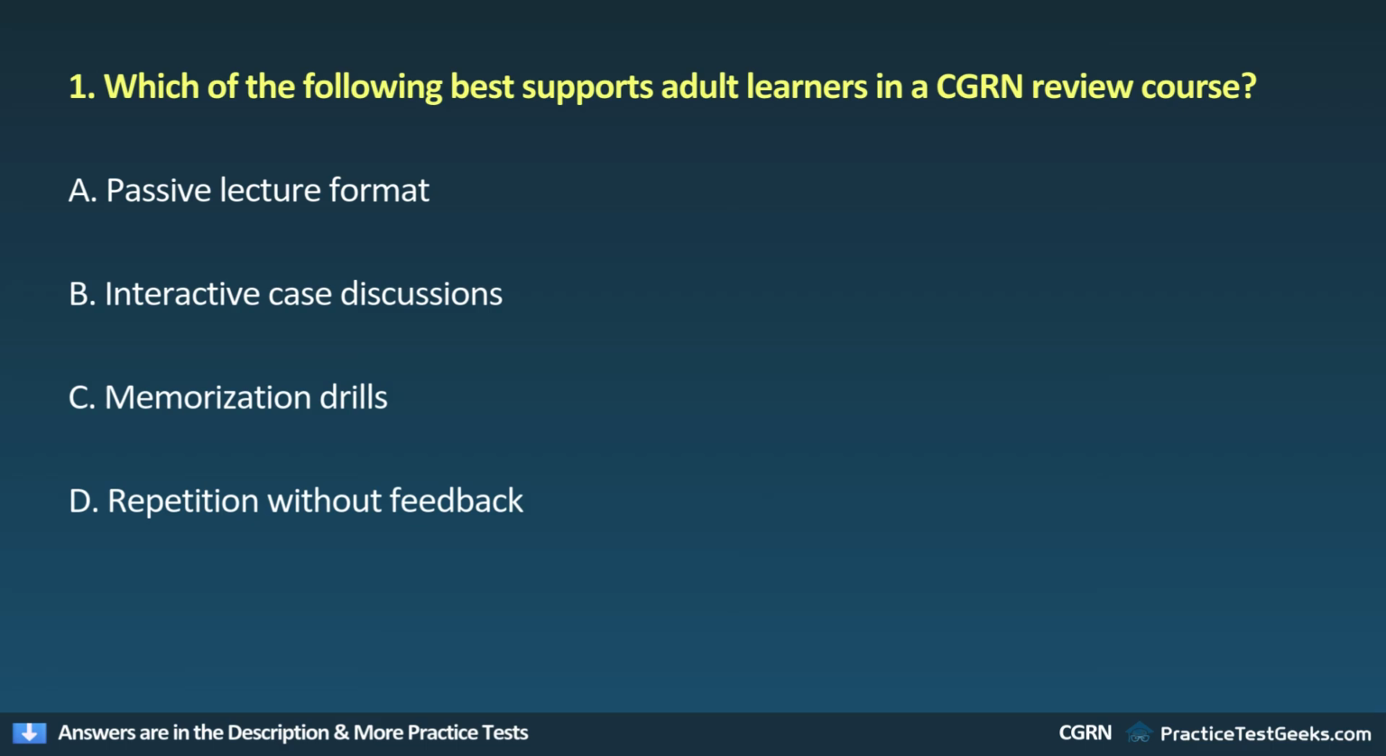1. Which of the following best supports adult learners in a CGRN review course? A. Passive lecture format. B. Interactive case discussions. C. Memorization drills. D. Repetition without feedback.